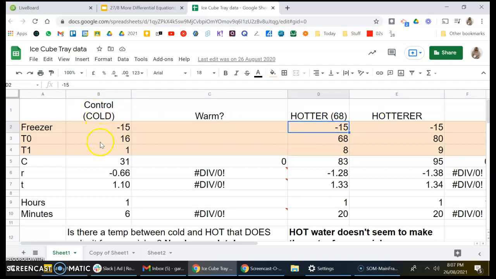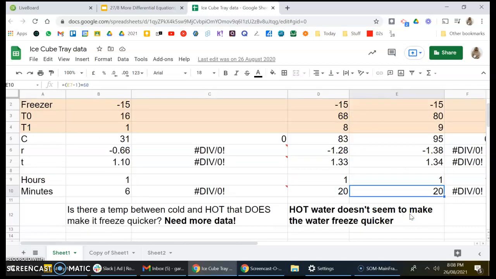So here's my control: cold water when it started off at 16. It took 1 hour 6 minutes. When it was really hot, 1 hour 20. And it was even hotter. Where did it start? Oh, it started off at 80 degrees. That seemed to take 1 hour 20 minutes.